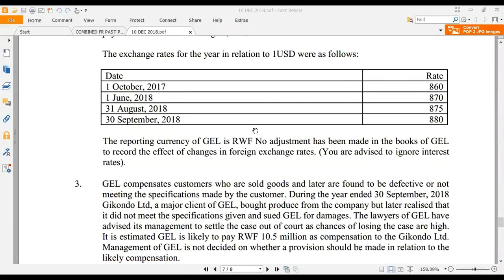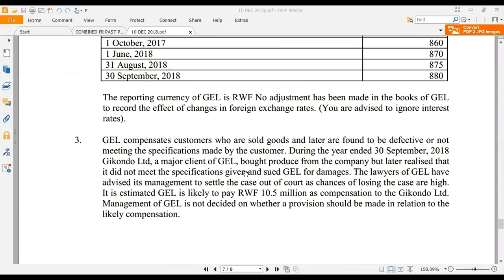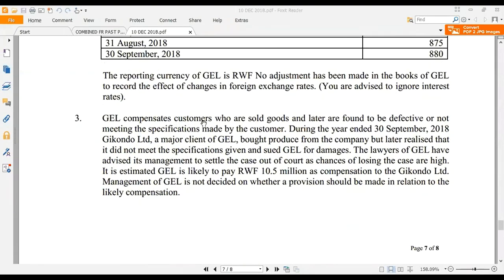So that is IFRS 9 and also IAS 23. Let us continue. GEL compensates customers who are sold goods and later are found to be defective or not meeting the specifications made by the customer. During the year ended... I don't expect you to ask a question in a standard that we have covered before or in a standard that we are yet to cover. I'm looking for the question on income tax. So please raise your hand when you reach income tax, please.